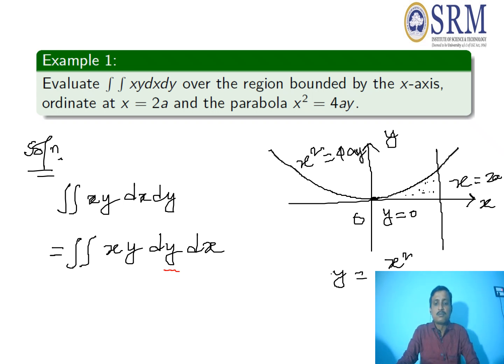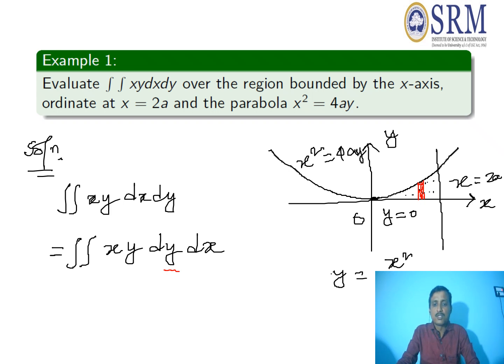This is very important to evaluate double integrations. Whenever you are going to evaluate the double integration with respect to one variable, first you have to write the limits from the lower to the upper curve. Here that means with respect to y, so you have to draw a strip which is parallel to the y-axis. Why have I drawn this? Because it helps to write the limits of y easily.